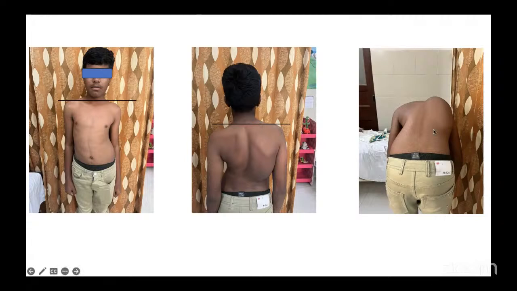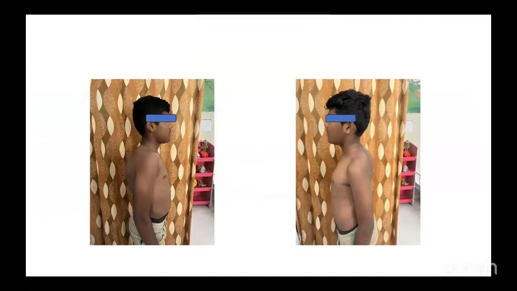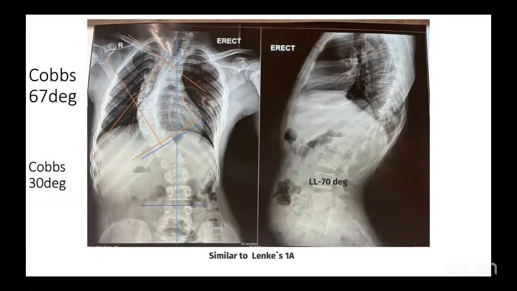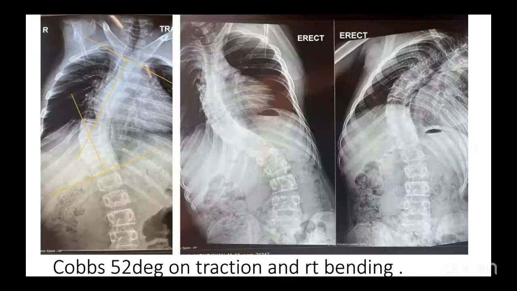On the sideways view, this is the patient's look. Coming to the X-rays, the erect film shows the thoracic Cobb is 67 degrees and the lumbar angle is 30 degrees, which on traction and right bending corrects to 52 degrees for the thoracic Cobb, and the lumbar is close to 2 degrees.